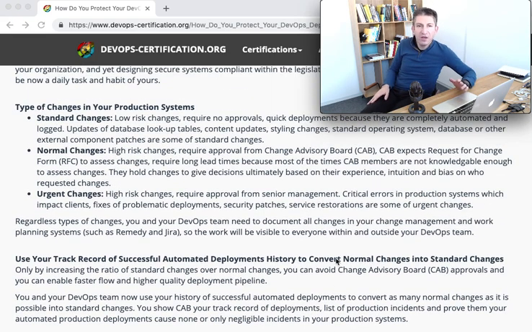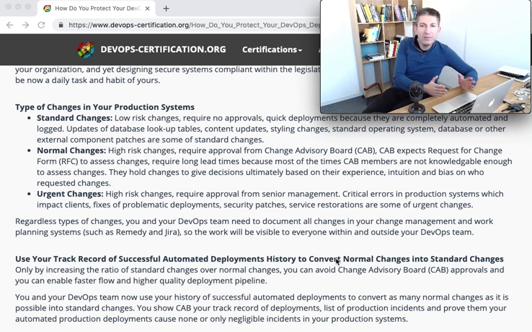Normal changes require the approval from CAB, or urgent changes are even more critical. They are quite visible. Everybody looks at them, and they also require approval from CAB plus the senior management. And standard changes are very nice for the DevOps team because they don't require approval from anyone. We basically review them on our own as DevOps teams, and we can deploy them to our production systems without getting any approval from any external party.